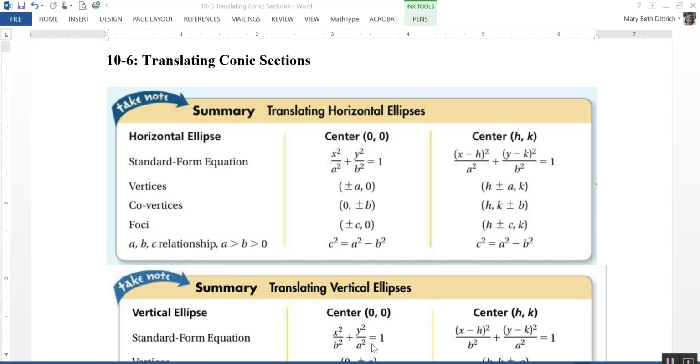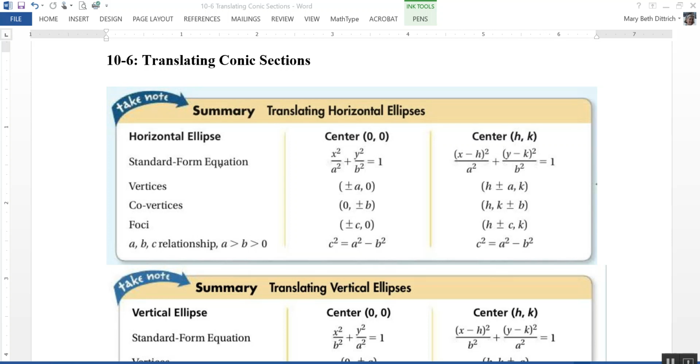Section 10.6 is on translating conic sections. In this section, we're going to take a look at how you move an ellipse or a hyperbola from being centered at the origin to being centered somewhere else. We've actually already done this with parabolas and circles, but now we're going to focus on the ellipses and hyperbolas.